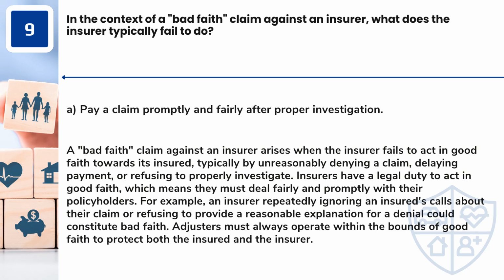Answer: A. Pay a claim promptly and fairly after proper investigation. Explanation: A bad faith claim against an insurer arises when the insurer fails to act in good faith towards its insured, typically by unreasonably denying a claim, delaying payment, or refusing to properly investigate. Insurers have a legal duty to act in good faith, which means they must deal fairly and promptly with their policyholders. For example, an insurer repeatedly ignoring an insured's calls about their claim or refusing to provide a reasonable explanation for a denial could constitute bad faith. Adjusters must always operate within the bounds of good faith to protect both the insured and the insurer.